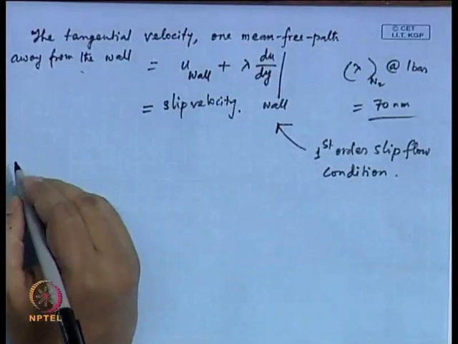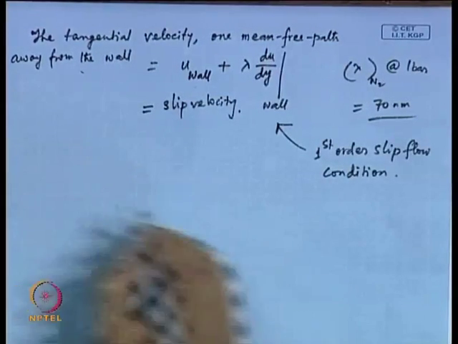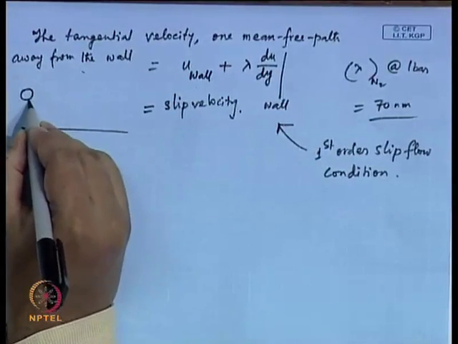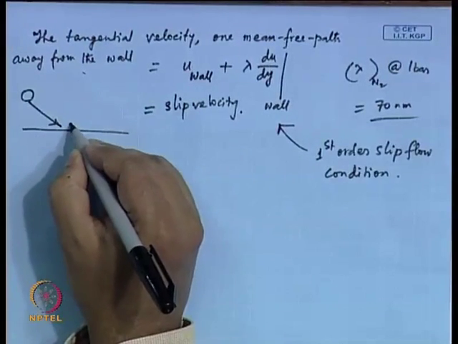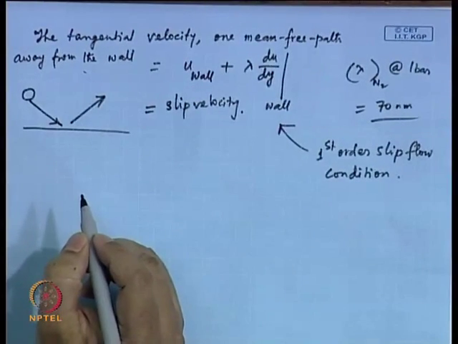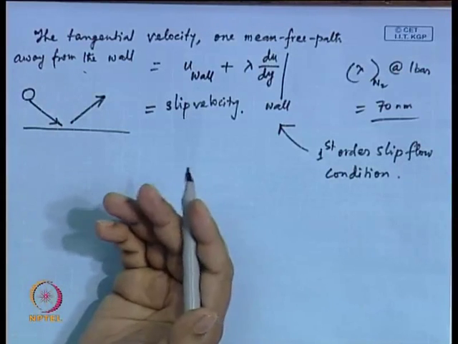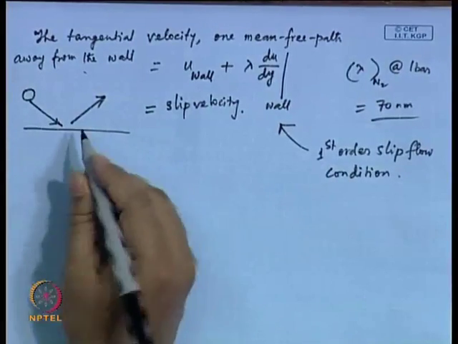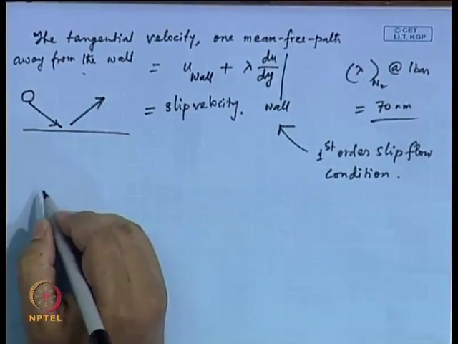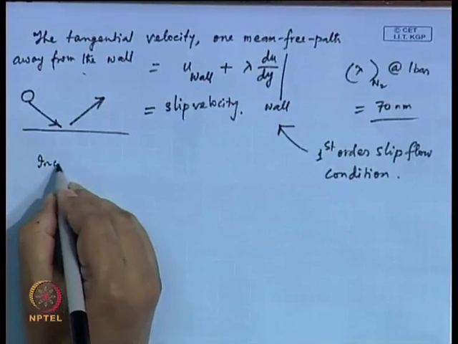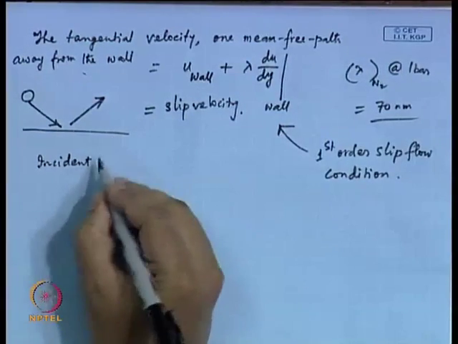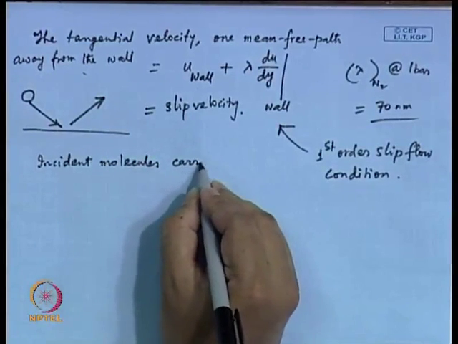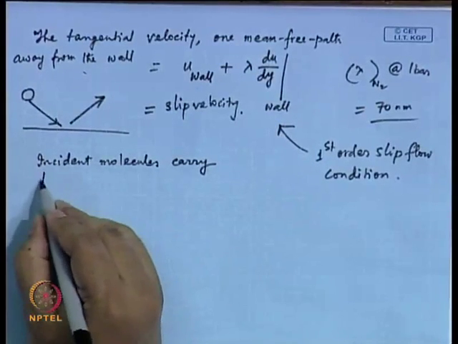Let me define a couple of quantities here. One thing we must appreciate is that if this is the wall and if this is the molecule, it comes and hits here and then gets reflected. That is the idea, right? We are talking about collision of a gas molecule with the solid wall. So, what we can write here is that the incident molecules carry tangential momentum.